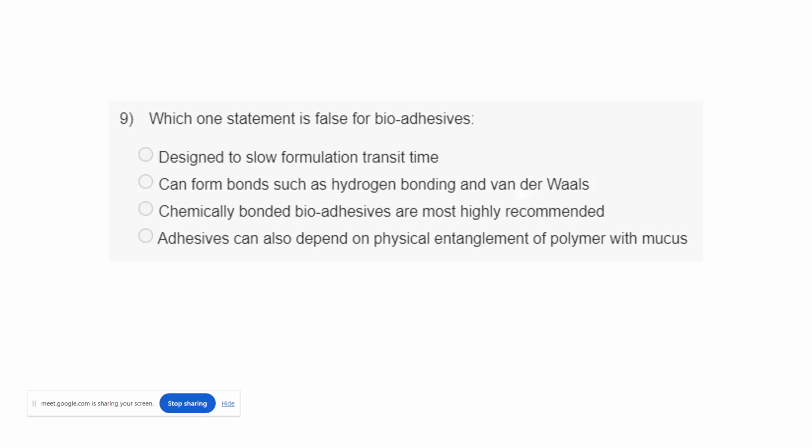Okay, we have our ninth question here. Which one statement is false for bioadhesives? Option 3. Okay.